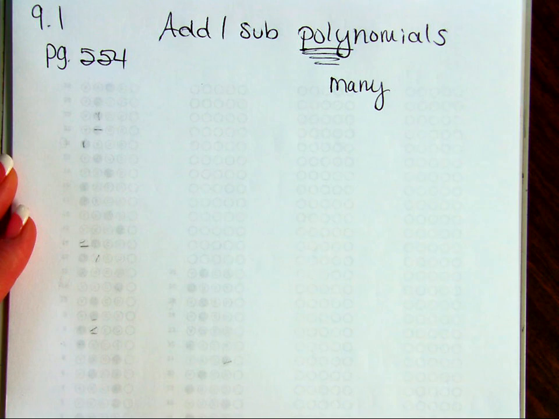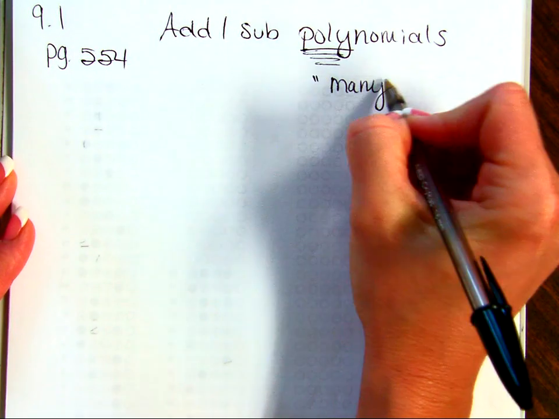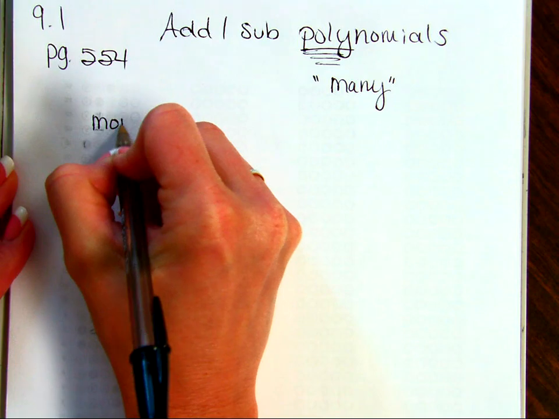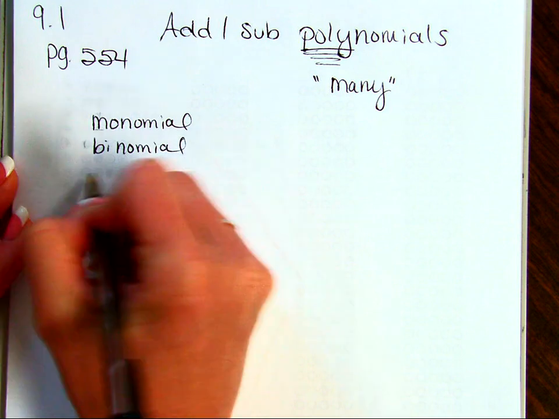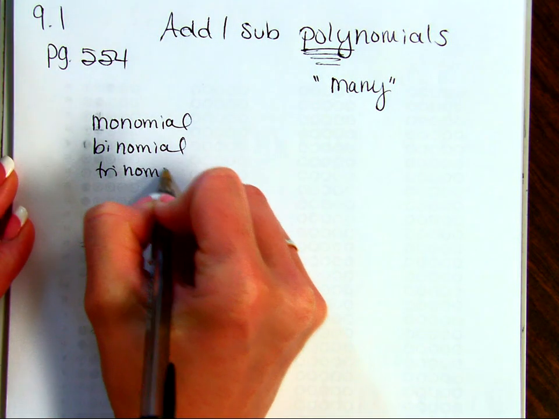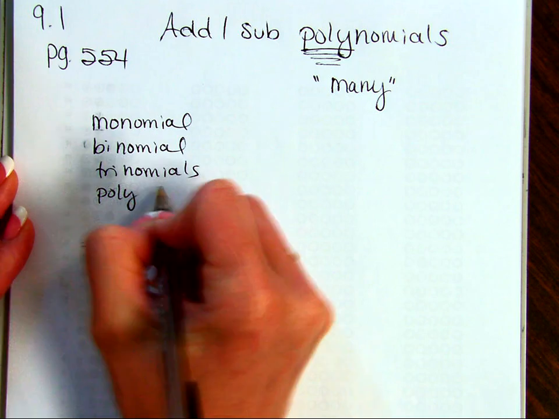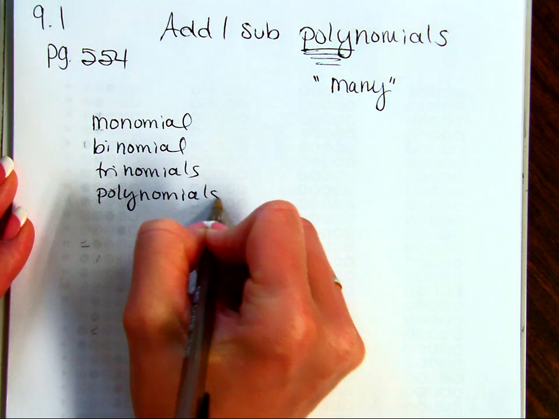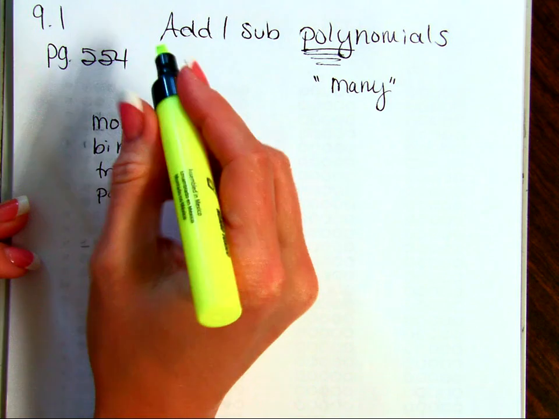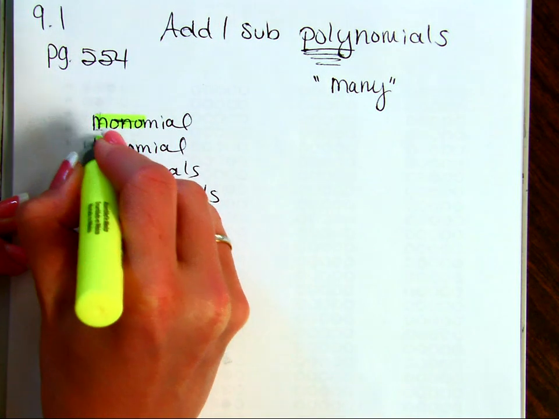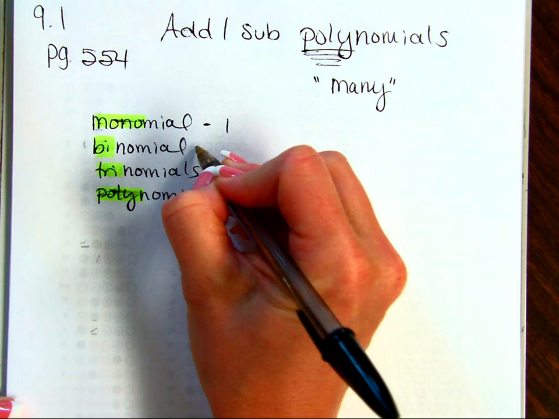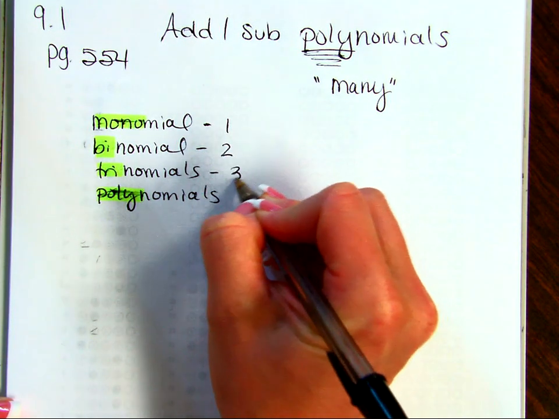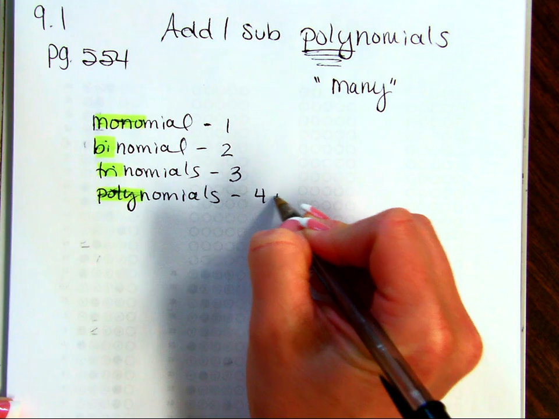So chapter 7 is a chapter on polynomials. So there are things called monomials, binomials, trinomials, and then after that, you just go to polynomials. Okay? So here are our prefixes. Mono, bi, tri, poly. Mono means 1. Bi means 2. Tri means 3. Poly just means 4 or more.